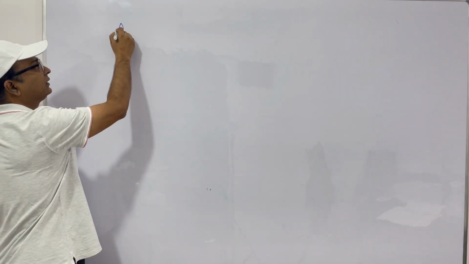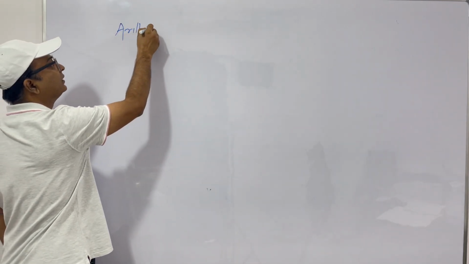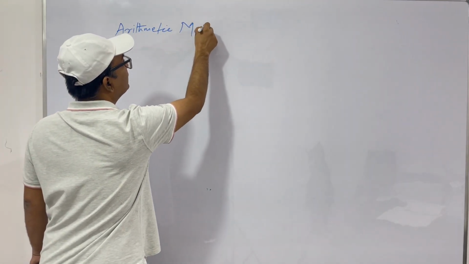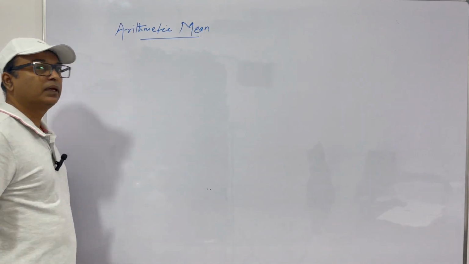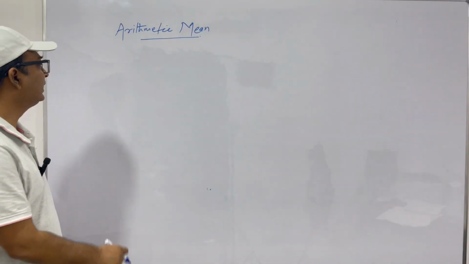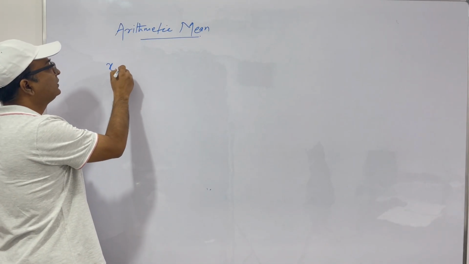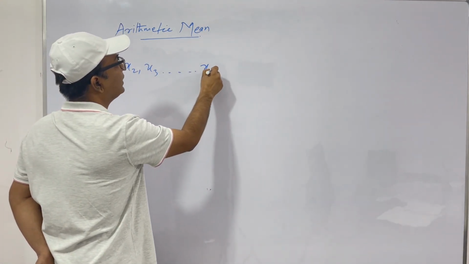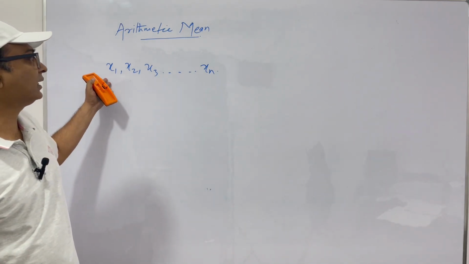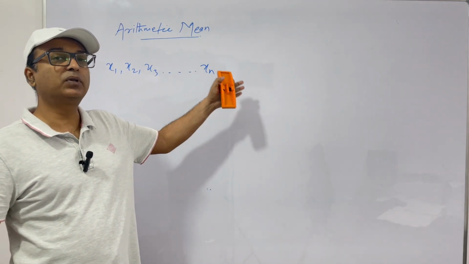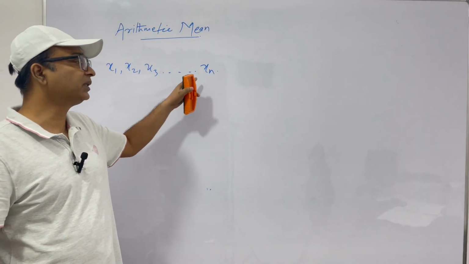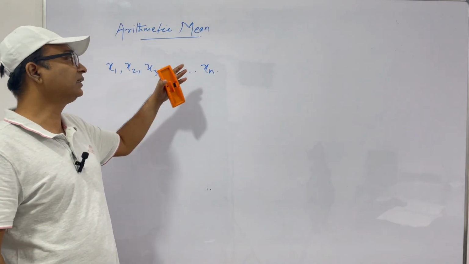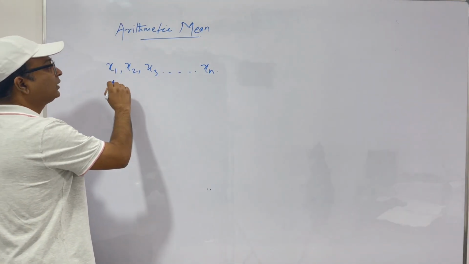So our topic for this lecture is arithmetic mean, or simply we call it mean. What is arithmetic mean? Let's say we have these data x1, x2, x3 up to xn. For example, we have a class in which there are n number of students, and these are the marks obtained by those students. So we have these data x1, x2, x3, xn. What is the total number of data?